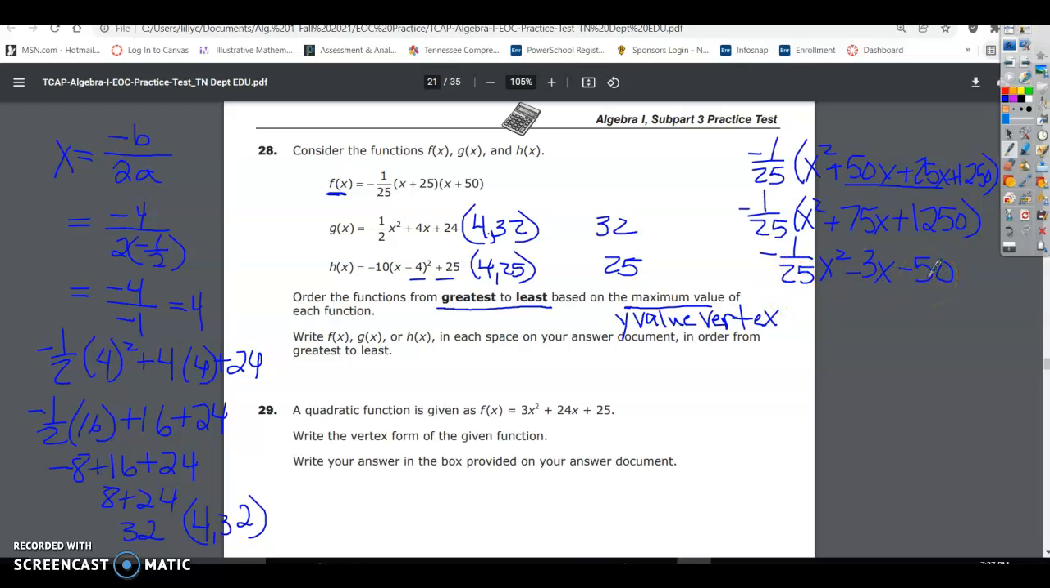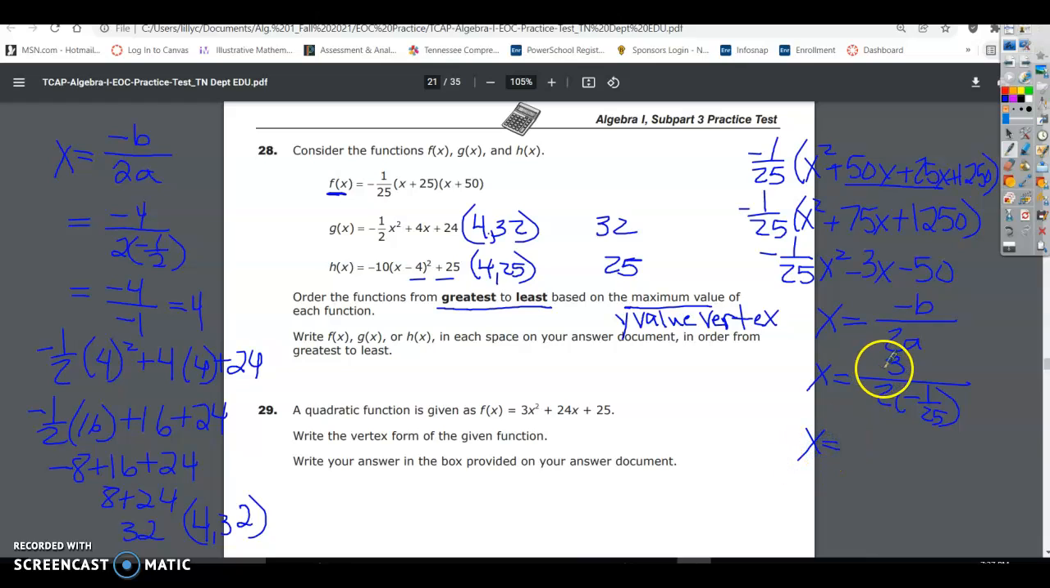Now I can do the same thing I did over here, which is find my vertex. I'm going to do x equals negative b over 2a. Negative b is positive 3, over 2 times negative 1 over 25.